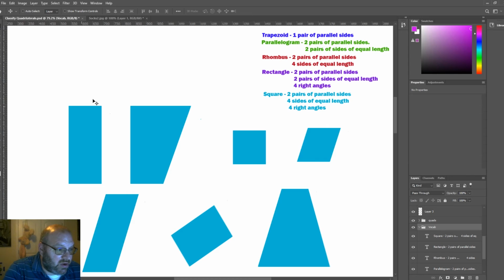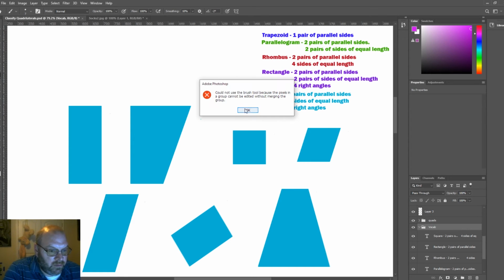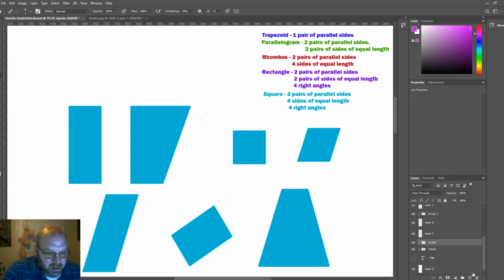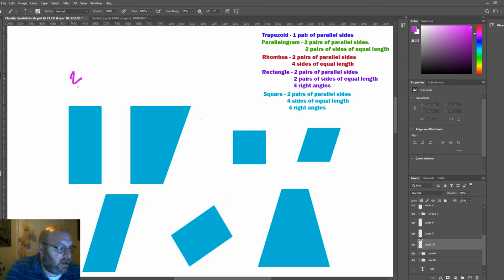Okay, so this first one, let's read through it. One pair of parallel sides. Well, it's got two. Okay, so it's not a trapezoid. And we can do purple. Grab a new layer here. Okay. We know that this side is the same as this side, and these two sides look to be the same. Okay? So, a parallelogram.